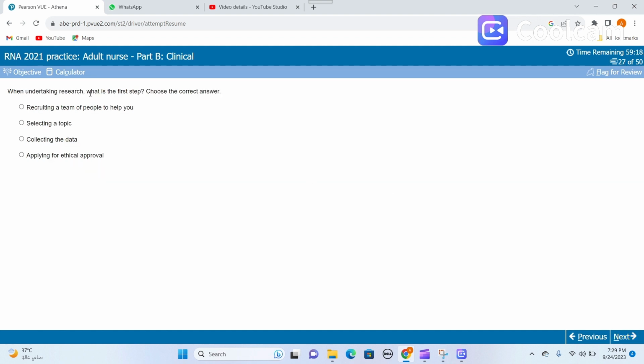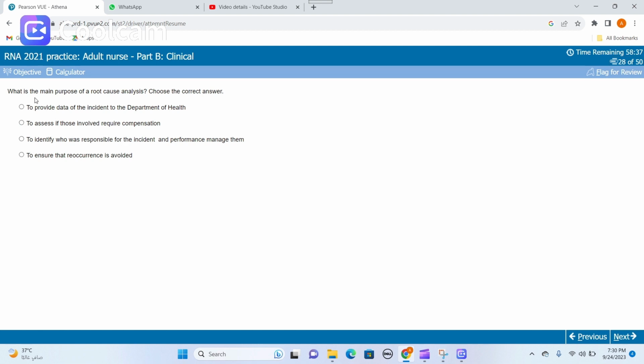When understanding research, what is the first step? Remember, the first step of the research is selecting a topic. Collecting data is secondary. Applying for ethical approval, this will be ethical approval. Once our topic is selected, later it is for ethical approval to continue our research or not. Recruiting a team of people to help you, this is later, once our topic is finalized, right?